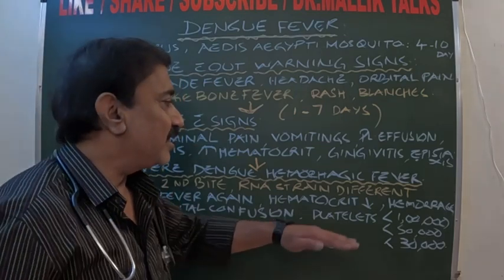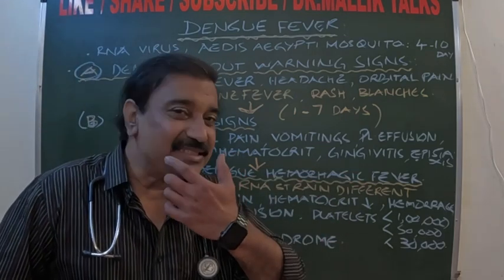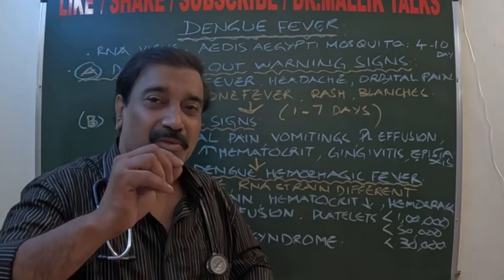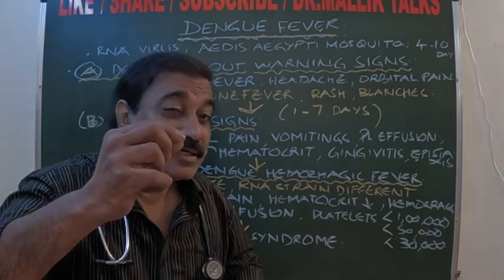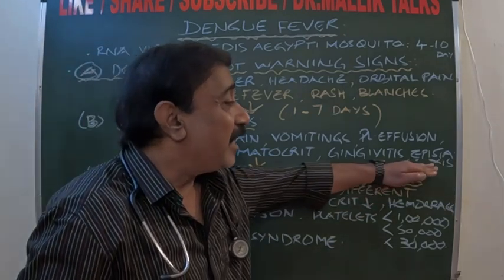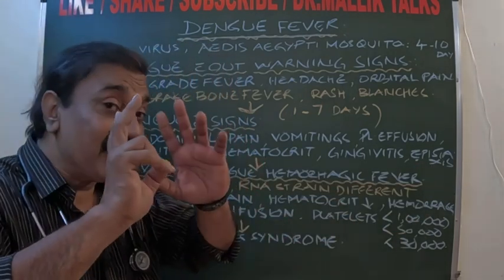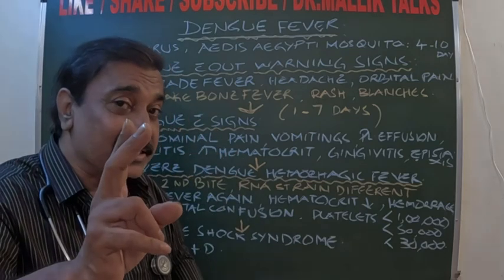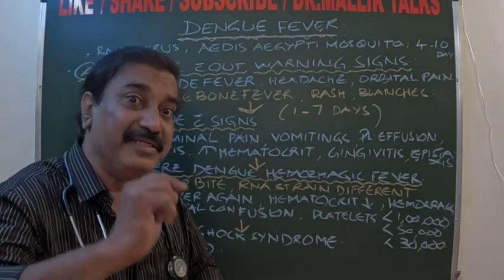Next, gingivitis: the gingiva, the gums, will swell, and from that there will be bleeding. And epistaxis, bleeding from the nose. These are the stages in the second stage, very, very important. You must come back to the doctor immediately.